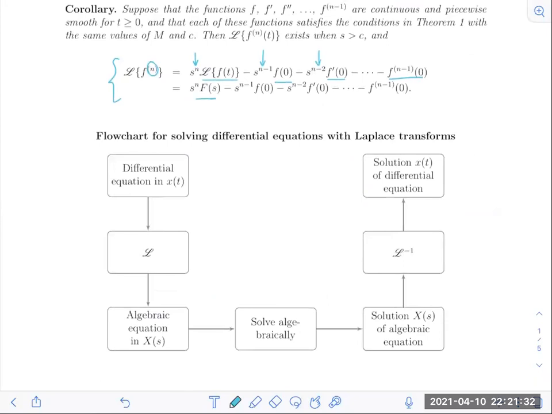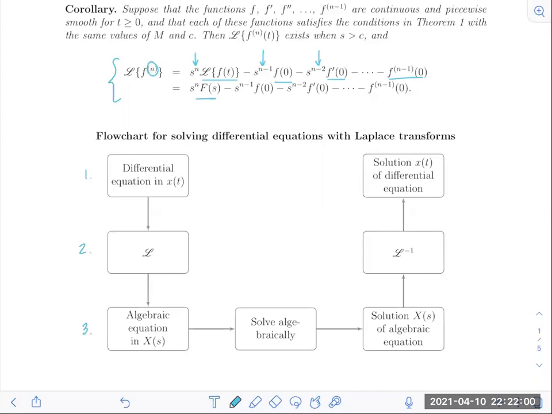So we're going to start with an initial differential equation in x, and then we're going to apply the Laplace transform. So make sure you're applying this on both sides of the equation. If one side is equal to 0, well, we know that the Laplace transform of 0 is also 0. But if it's anything else, make sure you transform both sides. This is going to result in an algebraic equation in X of s.